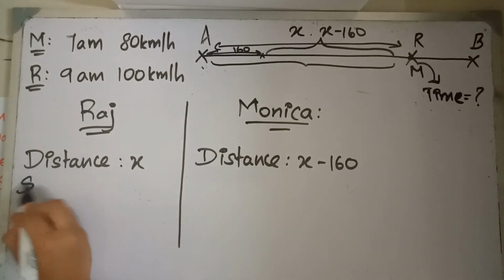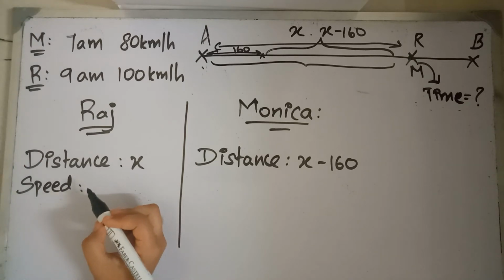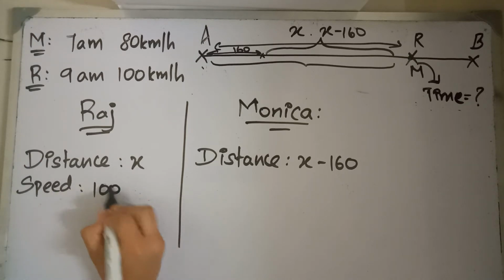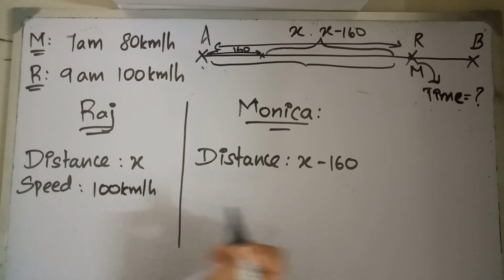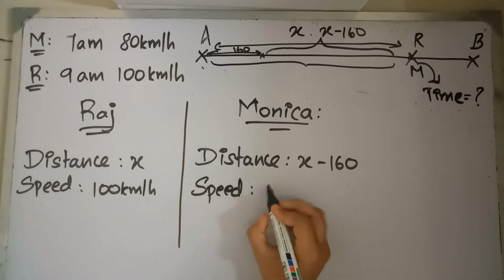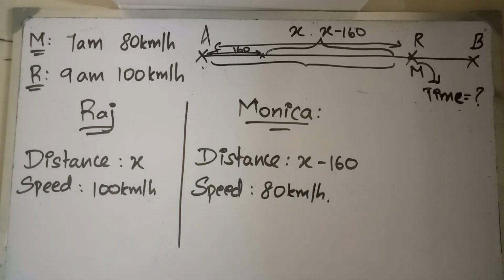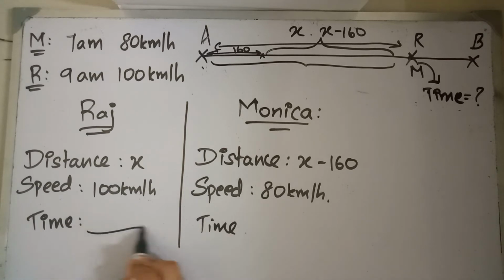The speed at which Raj will travel this distance x is 100 kilometers per hour. The speed at which Monica will travel is 80 kilometers per hour. What will the time be? We have to find that out, but time for both of them will be constant.